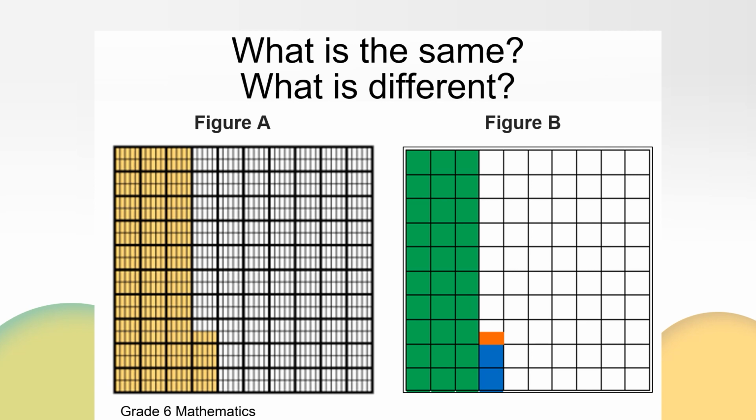Now let's think about what's different. You might have noticed that the colors used to shade in figure A and figure B are different. You might notice that figure A is cut into smaller pieces than figure B. Figure A is split into thousandths. Mathematicians call each tiny piece 1,000th because it takes 1,000 of them to make a whole. Figure B is split into hundredths because it takes 100 of those pieces to make a whole.